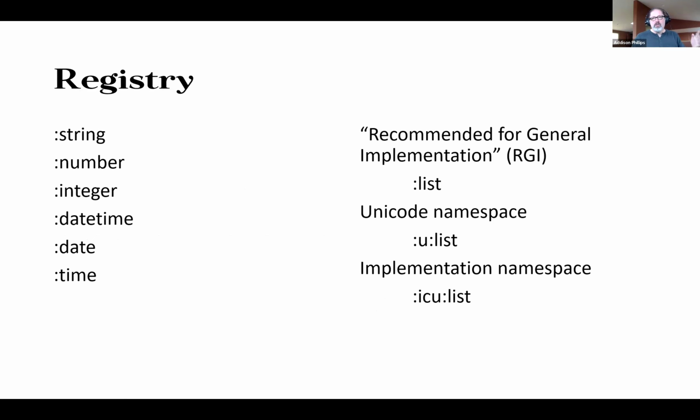For the initial release, we have these 6 functions in the default registry: string, number, integer, date, time, and date and time. We'll have some additional functionality in the RGI registry that we're building during the tech preview period. We have a Unicode reserved namespace, and then each implementation can use namespacing to implement its own functions or option extensions to the built-in functions.